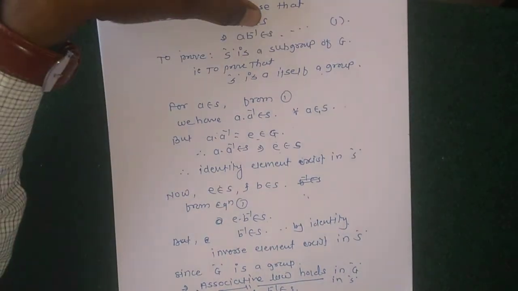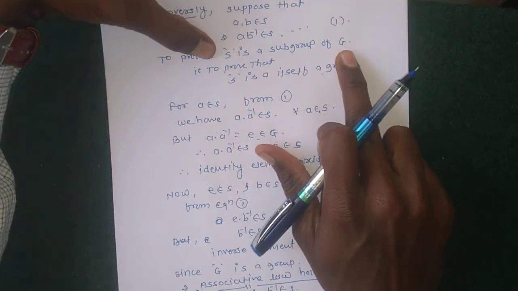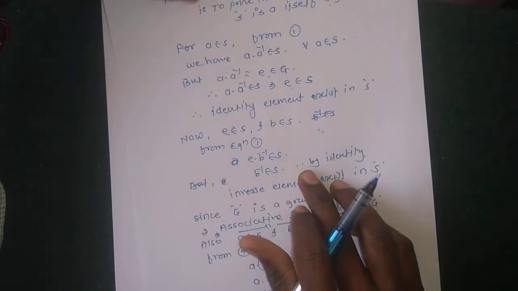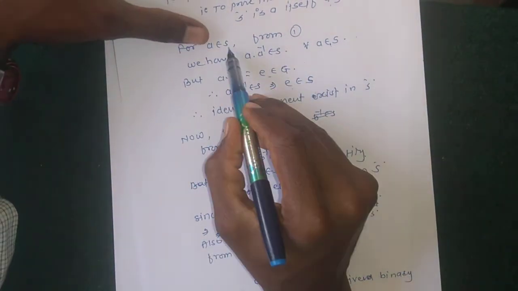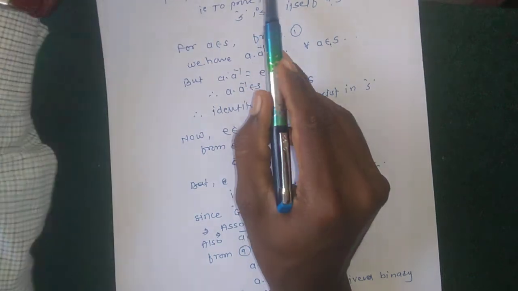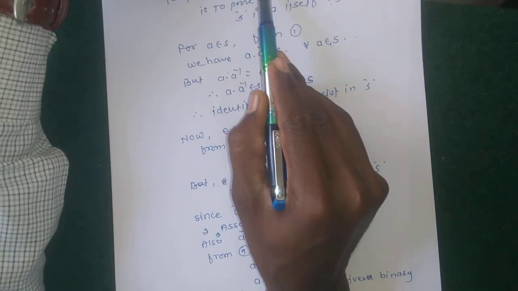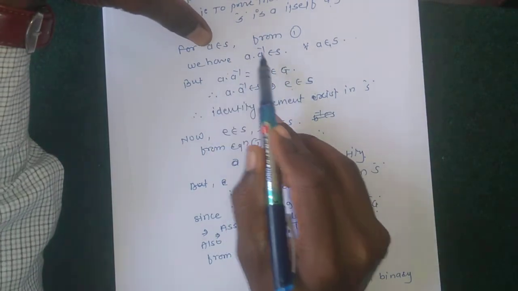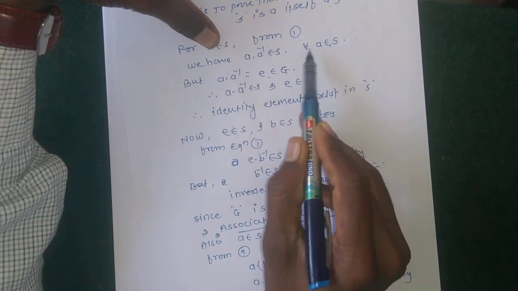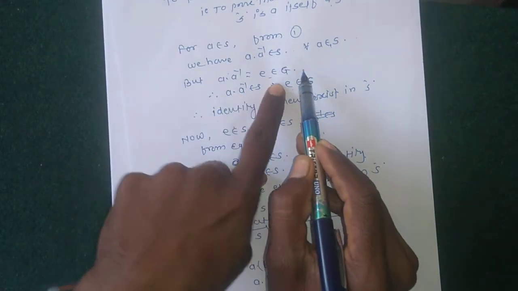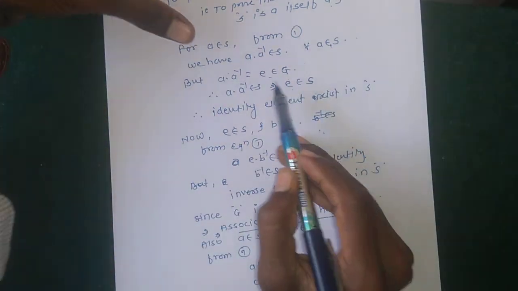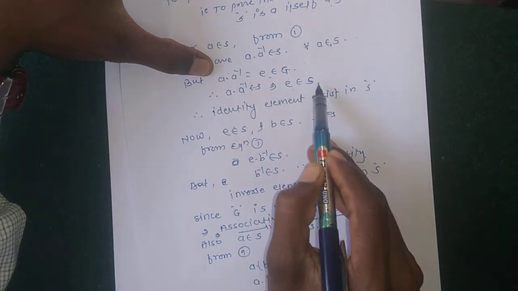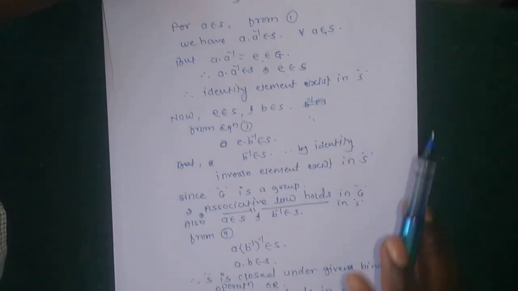suppose that AB inverse belongs to S, and to prove S is a subgroup of G, we must prove that S is itself a group, meaning S satisfies the four properties. For A belonging to S, we get A into A inverse belongs to S, by replacing B by A. A into A inverse equals identity in G, because G is a group. Since A into A inverse belongs to S, the identity belongs to S, meaning the identity element exists in S.